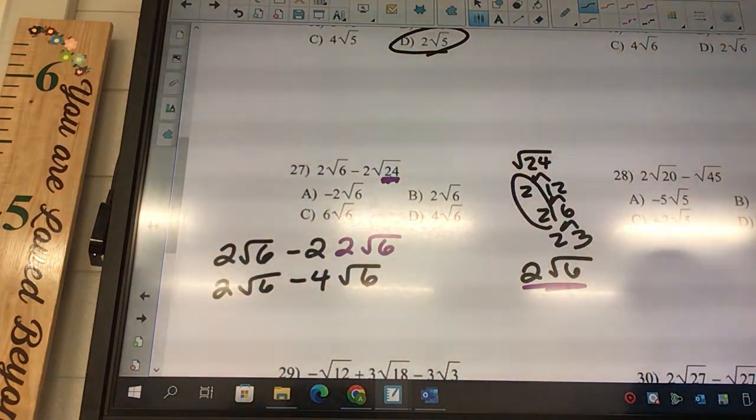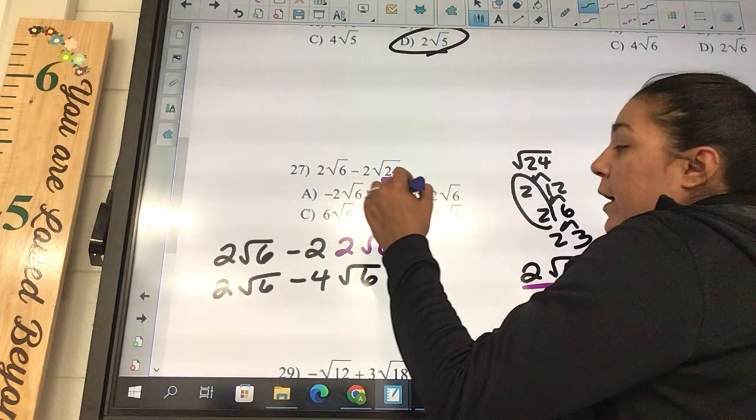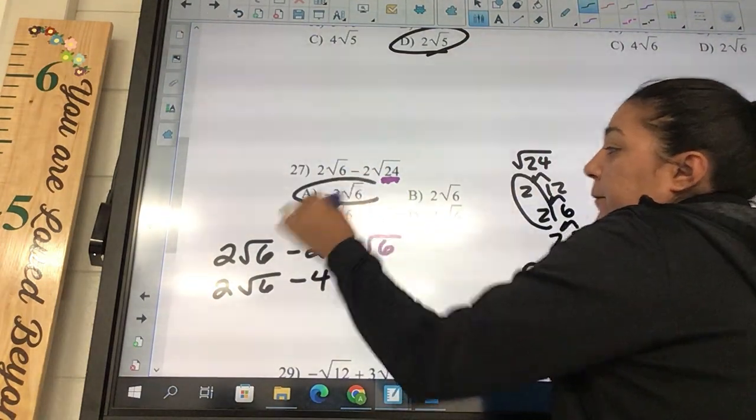Okay, and now our insides are the same, so we can combine the outside. What is 2 minus 4? Negative 2, which is going to be what? A.